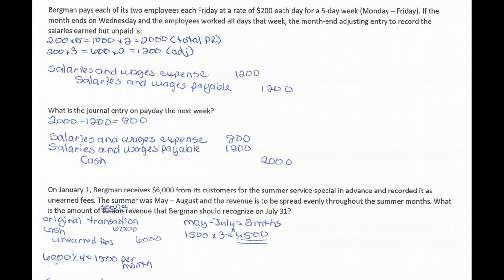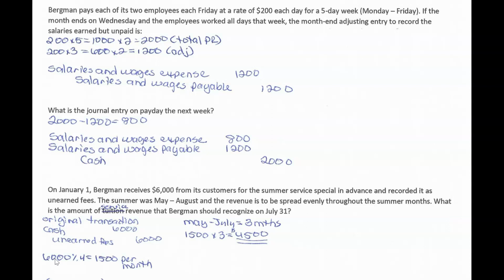Now let's look at what the journal entry is going to be on payday. On payday, it's going to be Friday, 2 days later. So they have 2 more days of that work week that they need to recognize. It's $200 a day, and it's 2 days, so it's $400 each employee has earned. But there's 2, so take that and multiply 400 by 2, and that's $800. So we still have $800 more that we need to recognize.